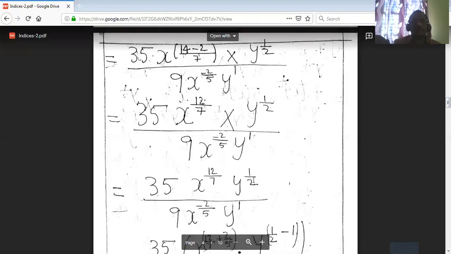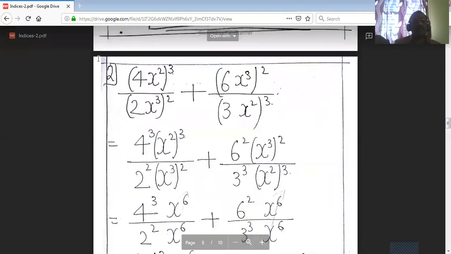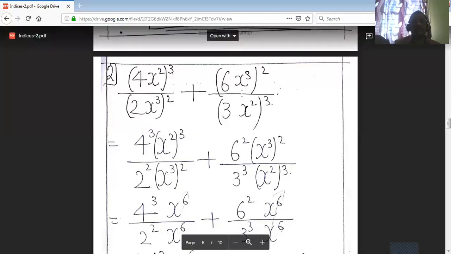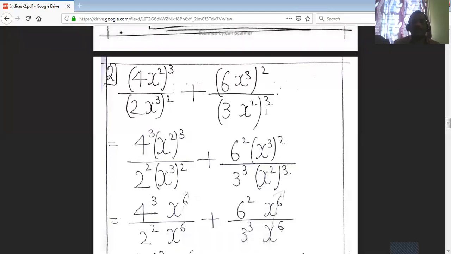Okay, let me go for the second one. The second problem says: 4 x to the power of 2 whole to the power of 3 divided by 2 x to the power of 3 whole to the power of 2, plus 6 x to the power of 3 whole to the power of 2 divided by 3 x square whole to the power of 3.